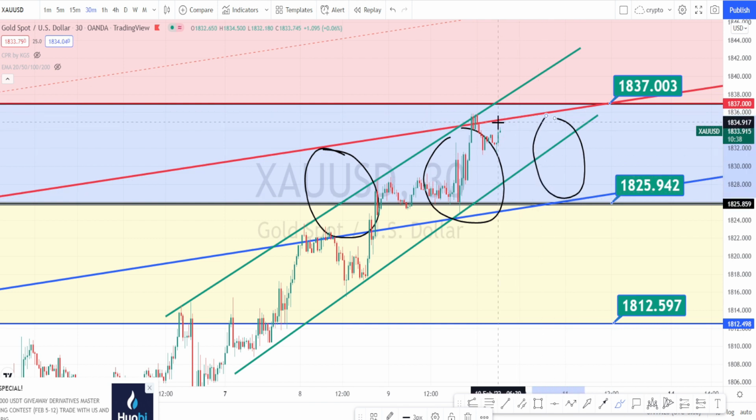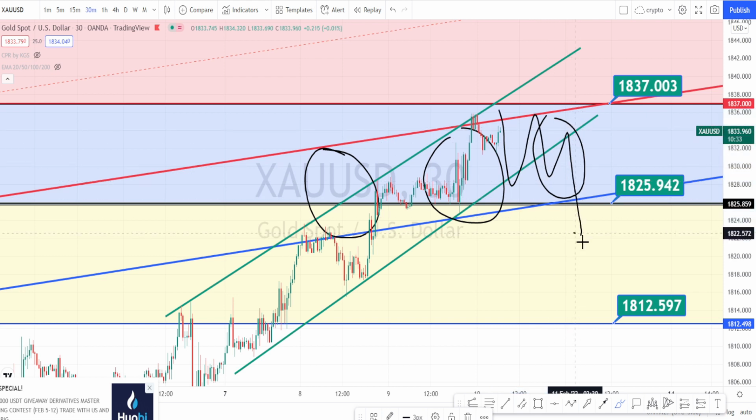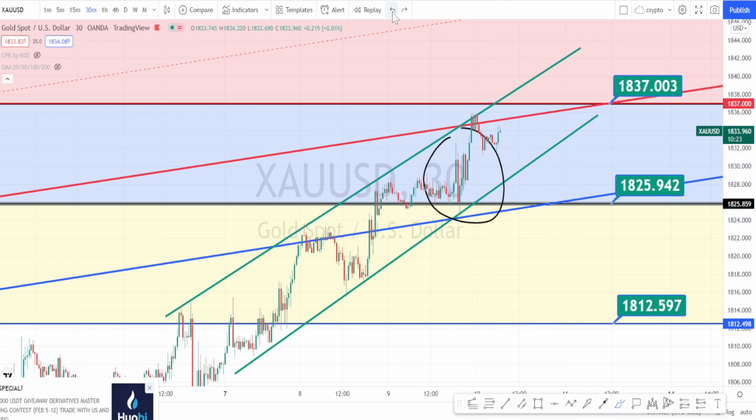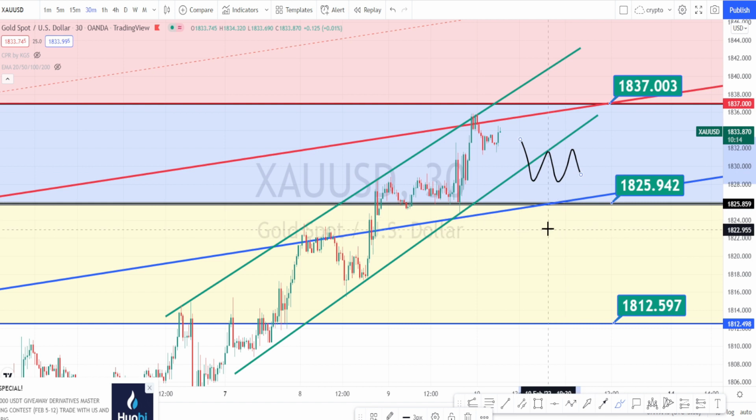I am expecting the price action to trade within this range and a bearish trend reversal to happen. It has to break the support level of 1825 to actually have a bearish trend reversal. Otherwise we can expect the price action to be trading on the sideways within this range. Let us mark the support and resistance levels.